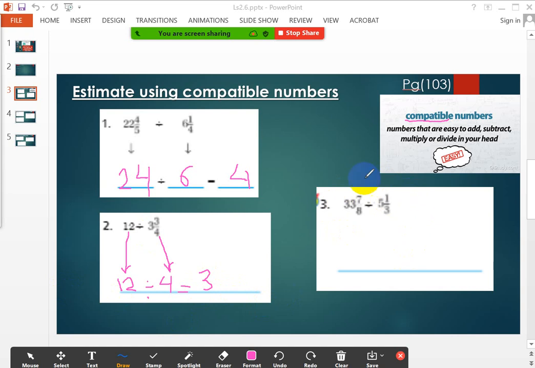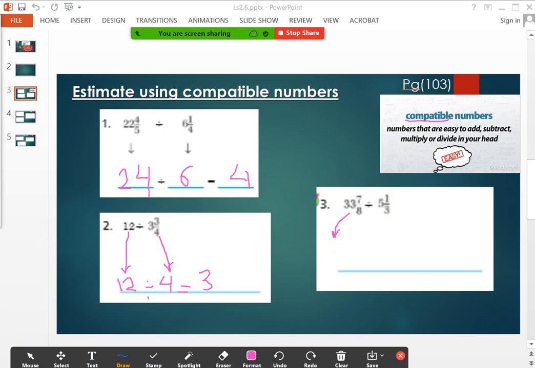Now, let's move to number 3. Yes, Arwa. Open your mic, dear. And let's find here the number that I will round. 33 and 7 over 8 divided by 5 and 1 over 3. Arwa, can you open your mic? Okay, I think Arwa doesn't want to answer.